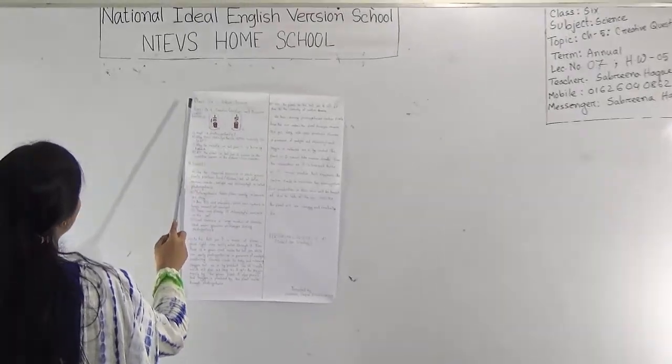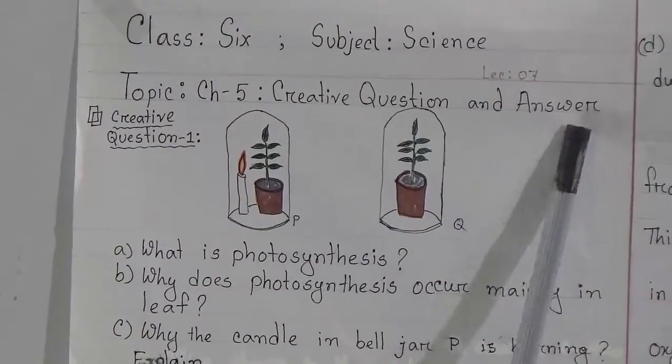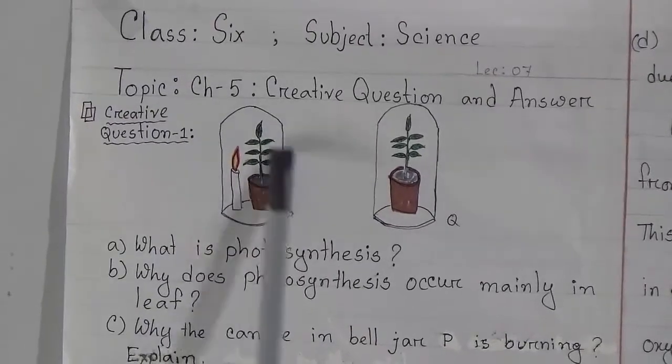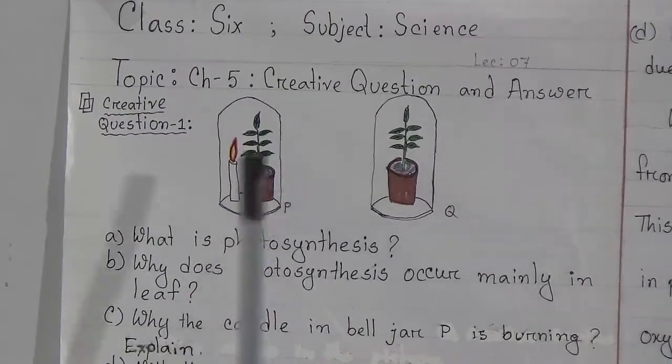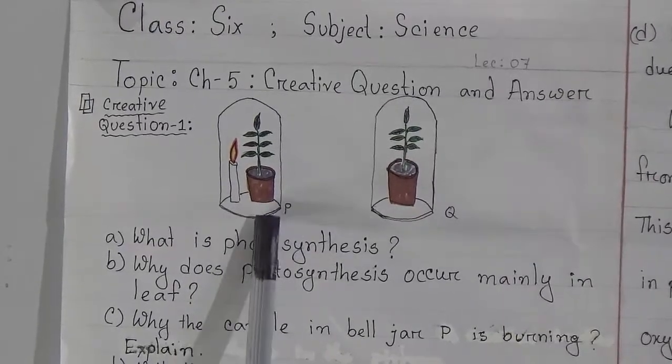Dear students, this is our lecture 7 and our topic name is creative question and answer. The first creative question, and this is your creative question number 1 from your exercise. Take your book and follow the answer with your book.